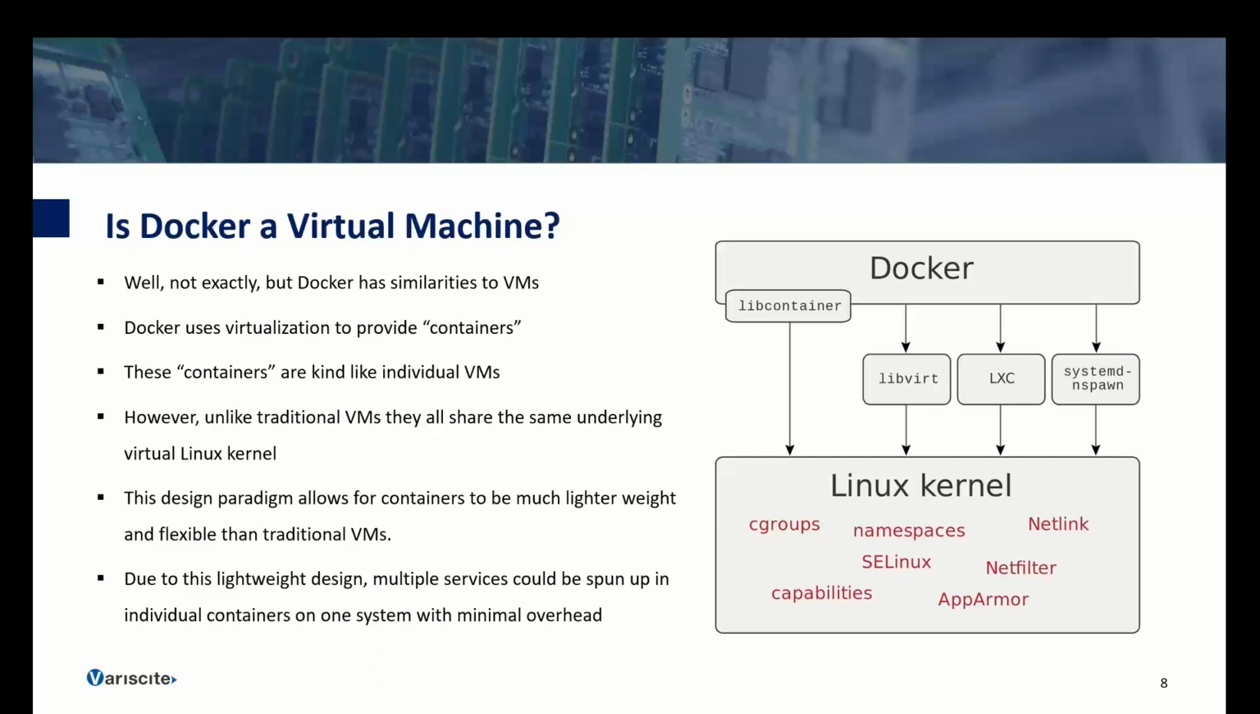However, unlike a traditional virtual machine, they all share the same underlying virtual Linux kernel. So this particular design paradigm allows for containers to be much lighter weight and flexible than traditional VMs. You can imagine if you had multiple instances of VirtualBox running, it's going to consume a lot of resources. So due to Docker's lightweight design, multiple services could be spun up potentially in individual containers on one system with minimized overhead.